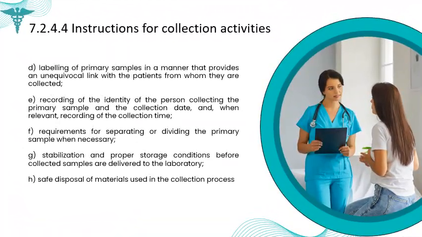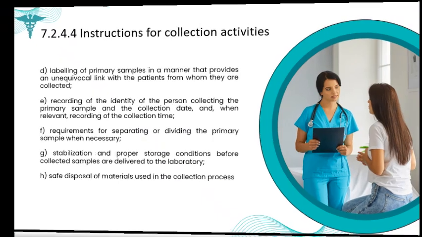The labeling of primary samples in a manner that provides an unequivocal link to the patients from whom they are collected. The recording of the identity of the individual who collected the primary sample, together with the collection date, and, where relevant, the collection time. The requirements for separating or dividing the primary sample, when necessary. The stabilization and appropriate storage conditions of collected samples prior to their delivery to the laboratory. The safe disposal of all materials used in the collection process.